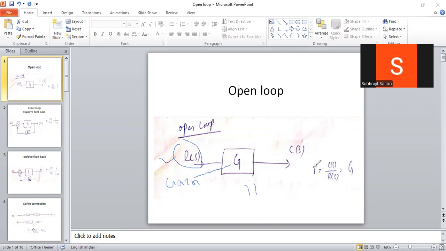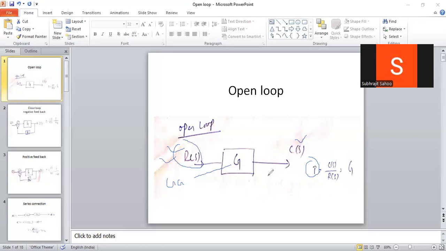So here I've written T equals C(s) by R(s). What is T? T stands for transfer function, TF. What is the transfer function, sir? C(s) by R(s). The answer is the gain G. C(s) by R(s) becomes G.